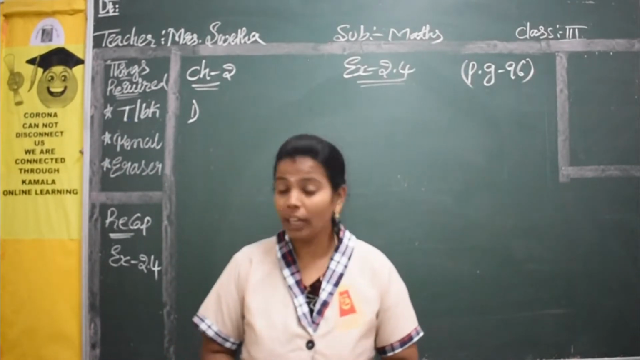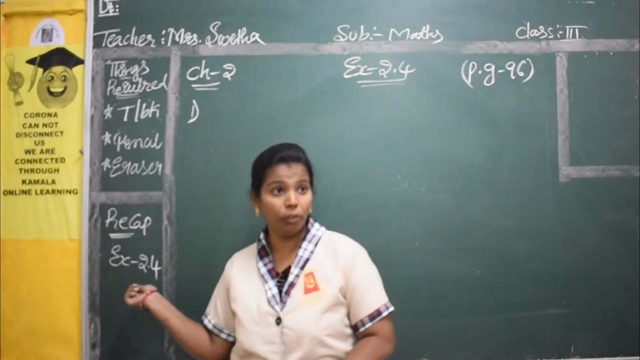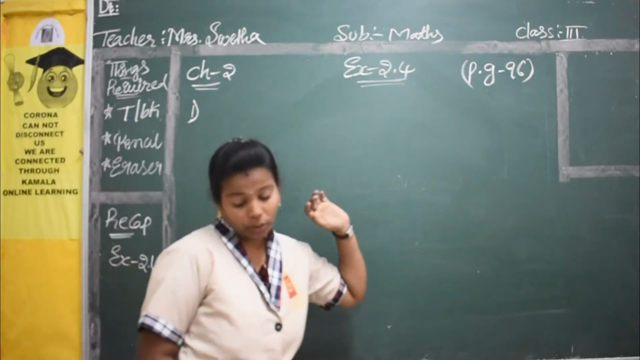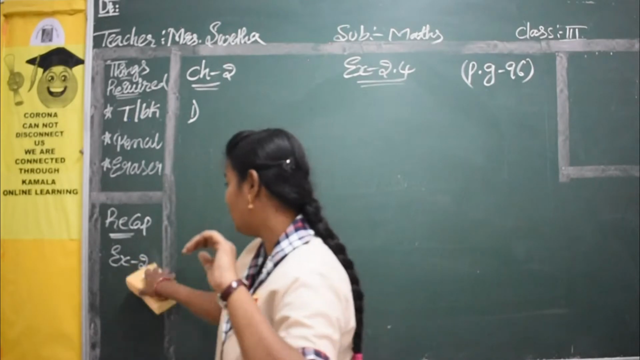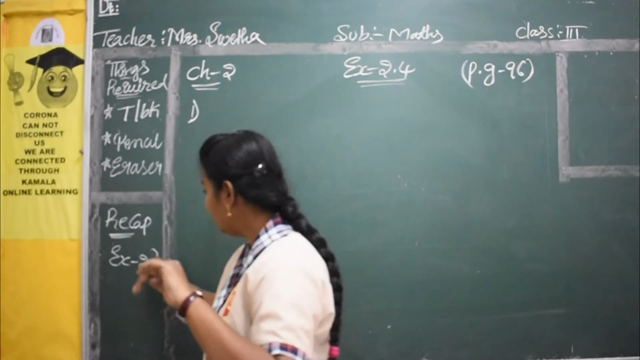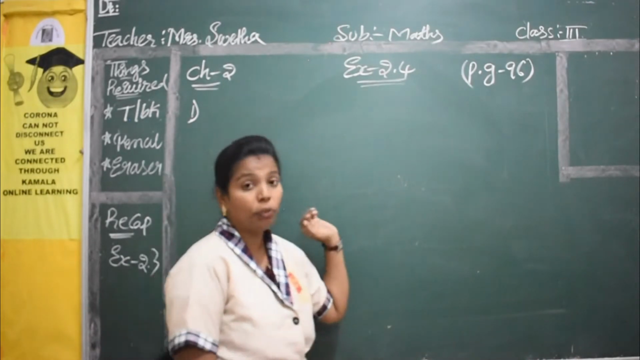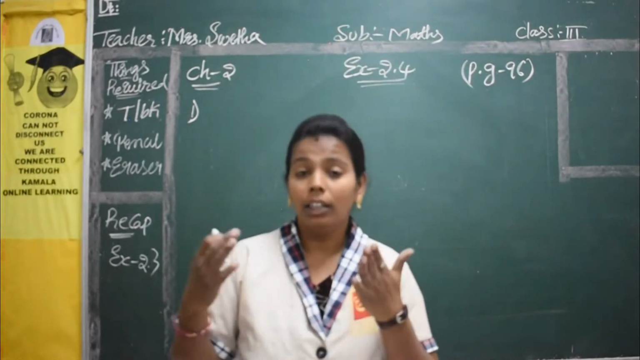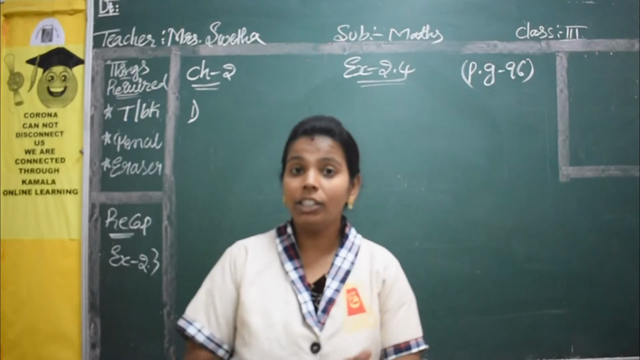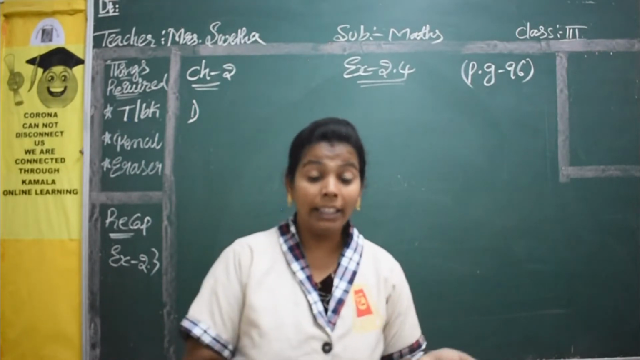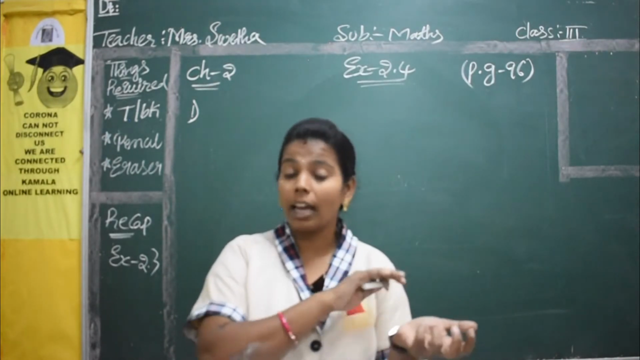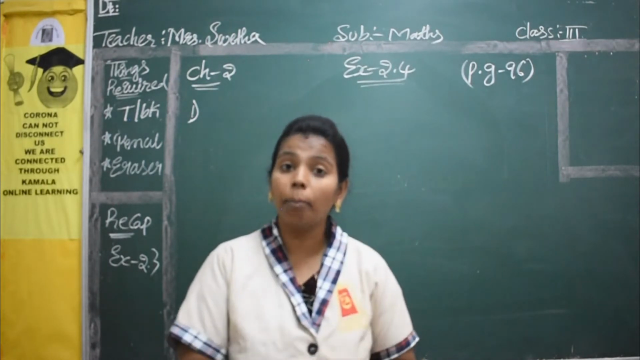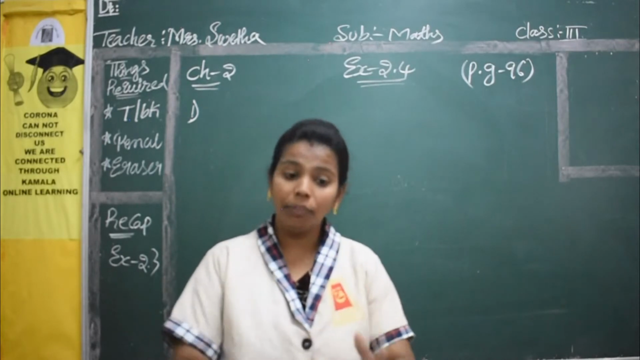In the previous class, we completed our exercise number 2.3. Today we are going to start with our exercise 2.4. In exercise 2.3, we compared the numbers and arranged numbers in ascending and descending order, and using the symbols we compared the numbers and circled the number we identified.